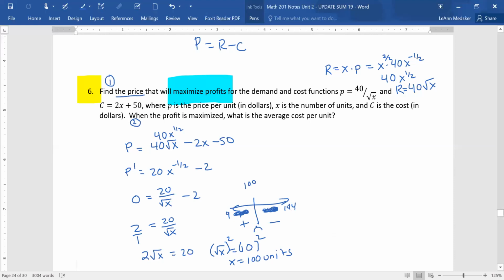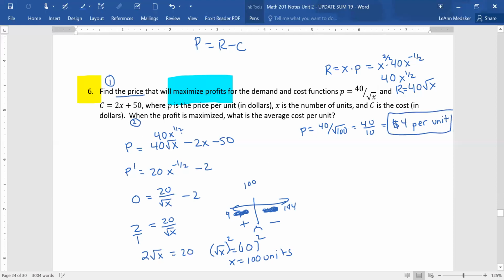But that is not what they asked for. This is the unit number of production level. They asked us for the price. So we have to go back to P equals 40 divided by the square root of 100. That's our price function. So that is 40 divided by 10. So they should be pricing at $4 per unit to get the maximized profit.